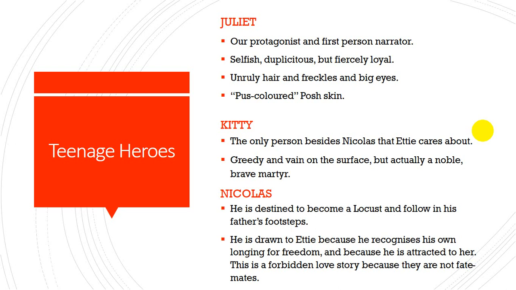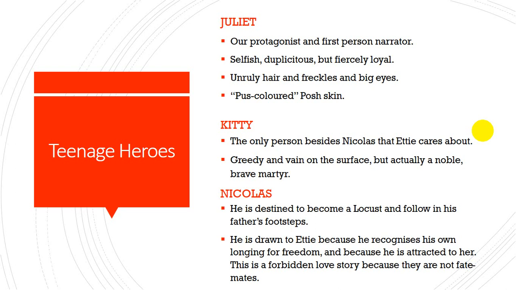She has unruly hair and freckles and big eyes and what she describes as pus-coloured posh skin, which is probably not as awful as she's describing it. Kitty is the only person besides Nicholas that she cares about. Kitty is described as greedy and vain on the surface, but we found out later she's actually a very brave and noble martyr. And then there's Nicholas, who is destined to become a locust and follow in his father's footsteps.